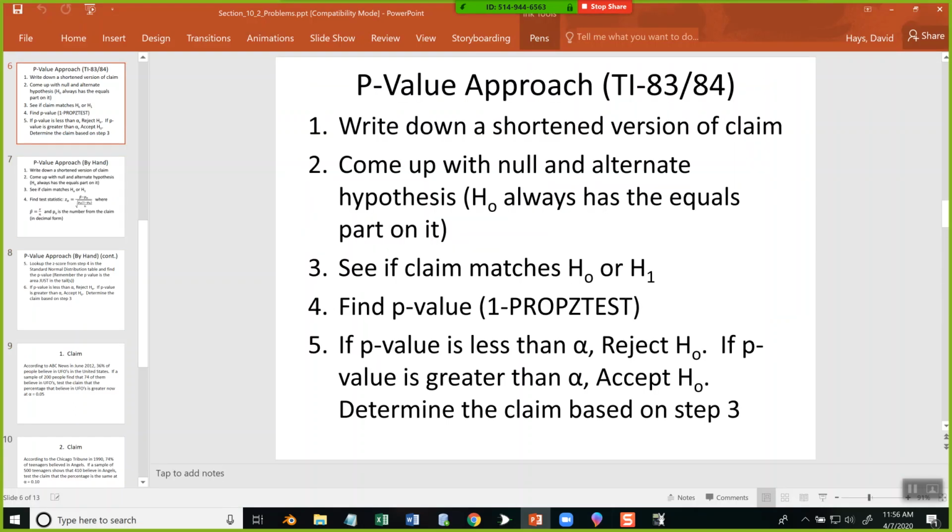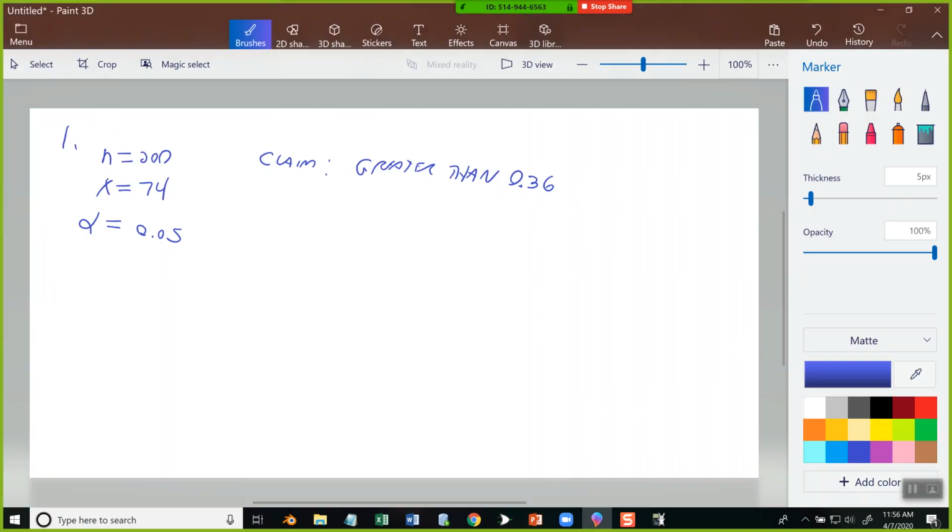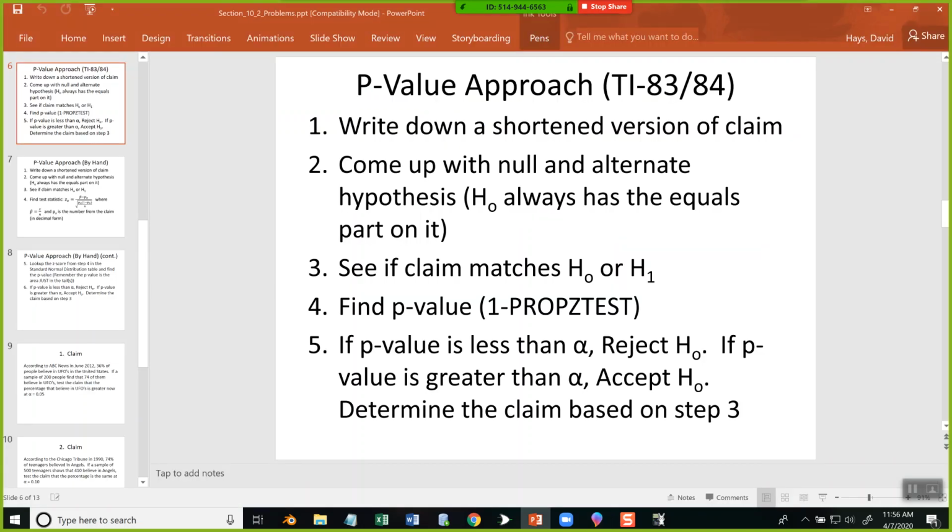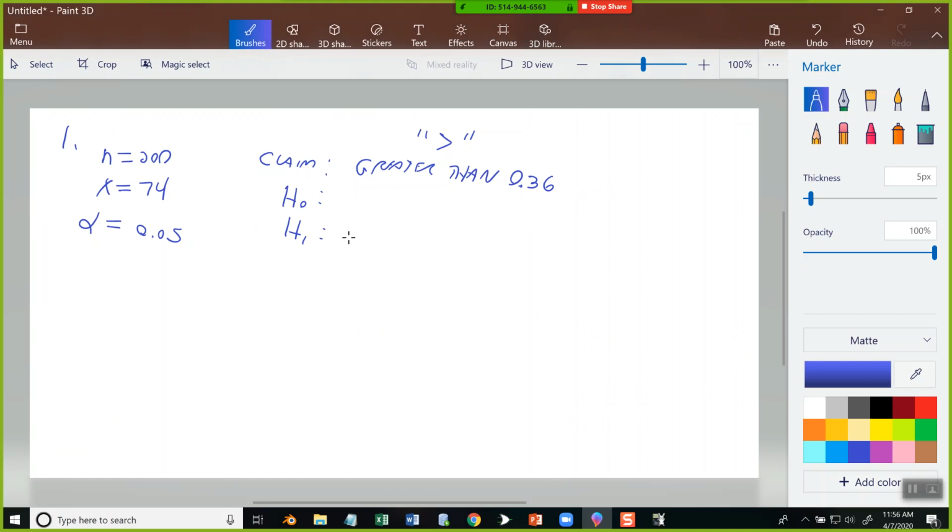Okay, so our p-value approach is right here. Step 1, write down a shortened version of the claim. Well, we already got that. This is pretty short. And the symbol that goes along with that is a greater than. Step 2, come up with a null and alternate hypothesis. H naught always has the equals part on it. That's the same as before. Now this is a greater than, and where I'll put the greater than is on H1. That's the only place you can put greater thans. And just like before, H naught still has to have the equals. That doesn't change.